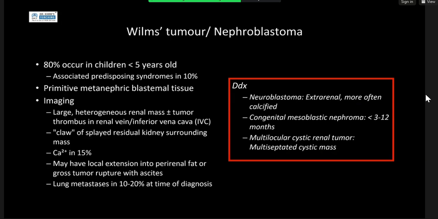So 80% of Wilms happens in kids below 5 years old. Often you wouldn't think of any associated predisposing syndromes. So things like overgrowth syndromes, Beckwith-Wiedemann. You think of the DICER1 gene, Li-Fraumeni.